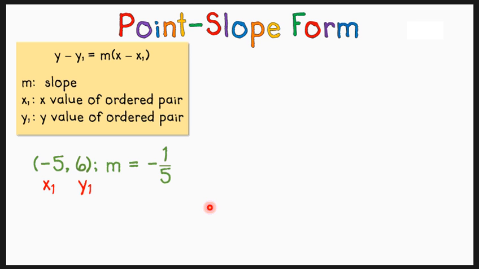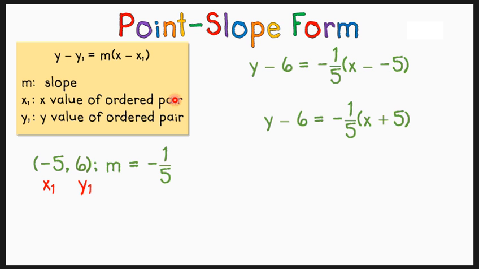So given the point -5, 6 with a slope of -1/5, when we plug those values into point slope form, the equation would be y minus 6 equals -1/5, and in parentheses x minus -5. This minus -5 could also be written as y minus 6 equals -1/5 times the quantity of x plus 5. Our next step is to distribute the -1/5.